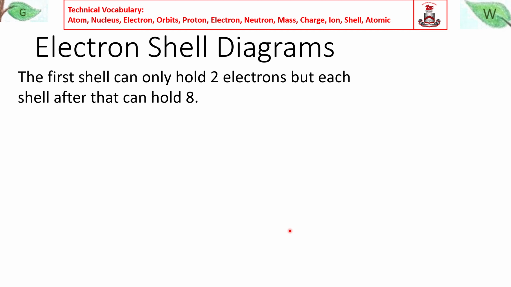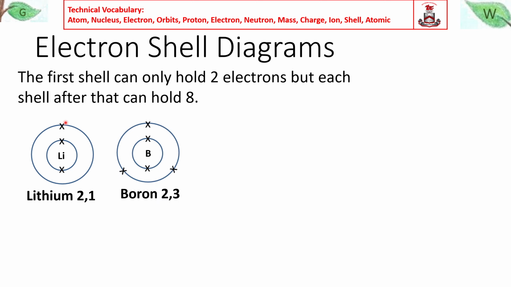Now, here is the rule. The first shell can only hold 2 electrons, but every shell after that can hold 8. So, for example, lithium has 3 electrons. So, of the 3 electrons, 2 of them will fit on the first shell, and 1 fits on the outermost shell. Boron has got 5 electrons. So, if you were to draw boron's electronic structure, 2 electrons would fit on the first shell, then you have 3 left. Those 3 would go on to the second shell.